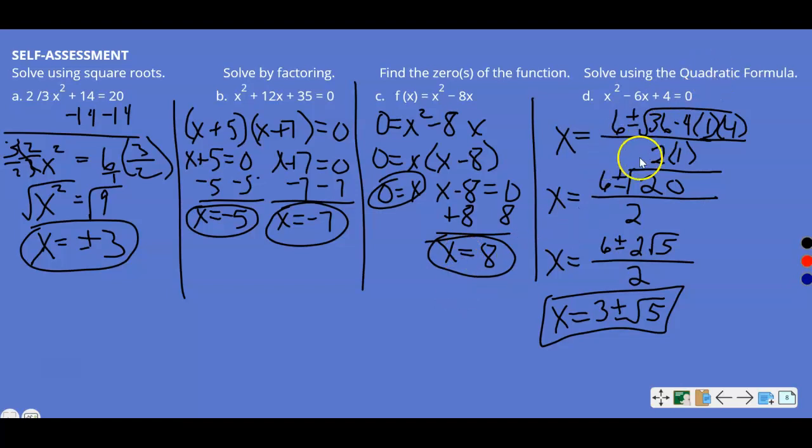D part says use the quadratic formula. Hopefully you just plugged in your numbers there. Simplify, we got square root of 20. Remember 20 is 4 times 5. 4 is a perfect square. The square root of 4 is 2, so that can come out. Square root of 5 stays underneath the radical. 6, 2, and 2 all are multiples of 2, so if I reduce those all by 2, x equals 3 plus or minus the square root of 5. This is the simplest answer, or the simplest form, so you do need to reduce these as far as possible.